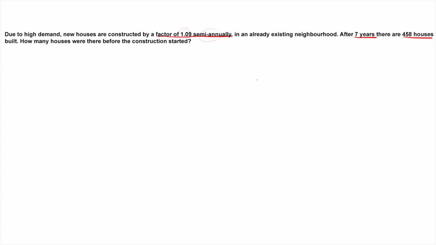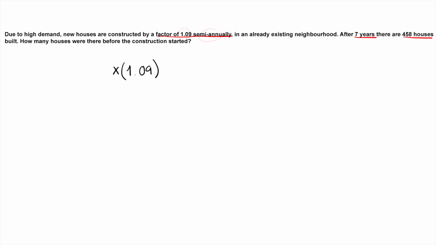Okay, so we don't know how many we started with, so we're going to write that as x. We started with some x amount, okay? And whatever that amount was, the amount of houses after it was increased by a factor of 1.09 semi-annually. So what we can do is type 1.09, okay, and it's happening semi-annually. And we know that after 7 years, there were 458 houses. So this 7 years is also useful. That's going to be our exponent.